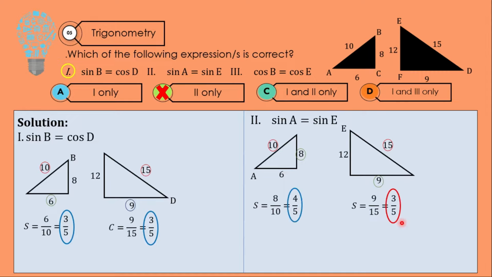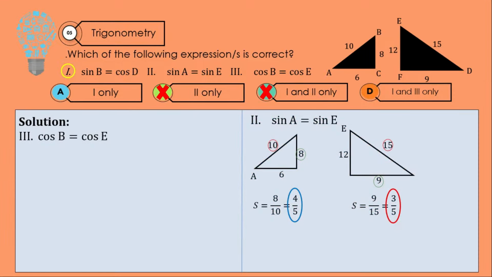As you can see, sine A is not equivalent to sine E. Therefore, the second expression is incorrect. Since the second expression is incorrect, letter C shall be eliminated in the options. Therefore, what's left are A and D. Now let's proceed to the third expression.